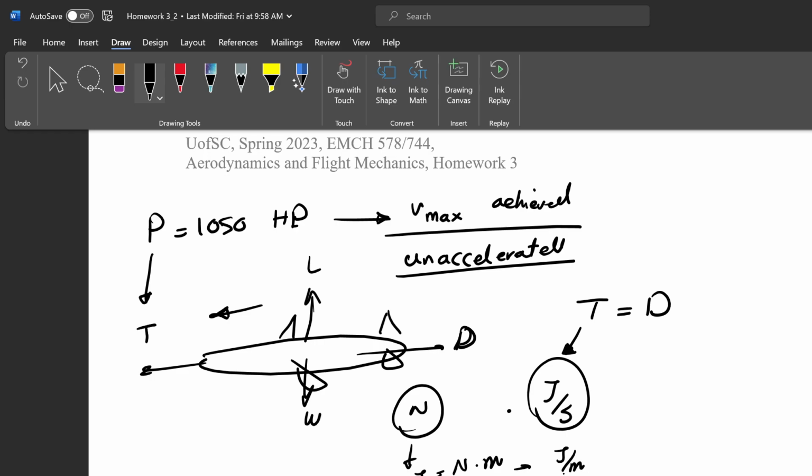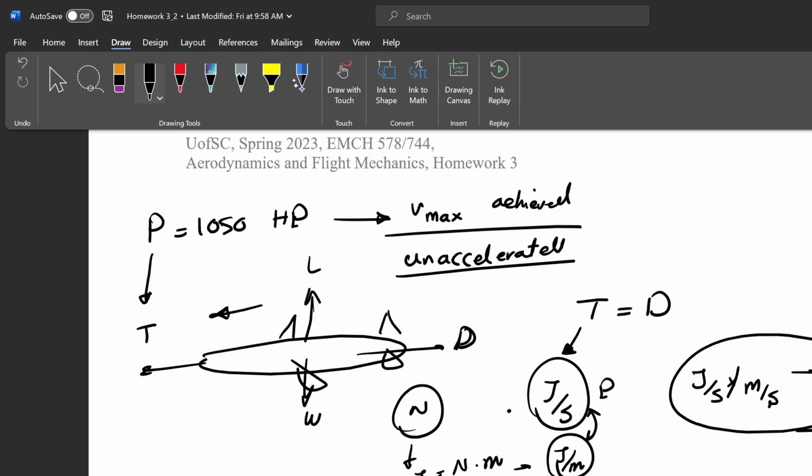So what is the relationship between joules per meter? Or how can we convert joules per meter, which is our thrust, to power and vice versa? What happens if I multiply this by or divide this by meters per second? I'm going to get joules per meter, right?